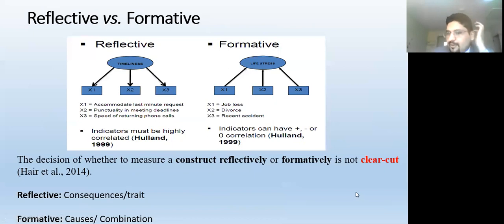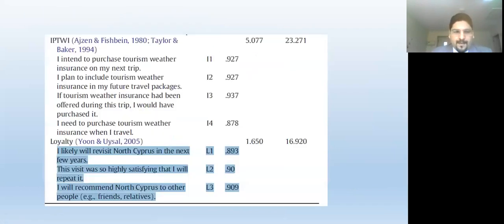But maybe you have a question about the differentiation between reflective and formative, which is not easy. You should have a strong knowledge about the type of the factors that you are going to deal with. So I provided an example for the reflective factor. For example, here is loyalty. We are going to measure loyalty. We measure loyalty using three questions. You can look at the questions.